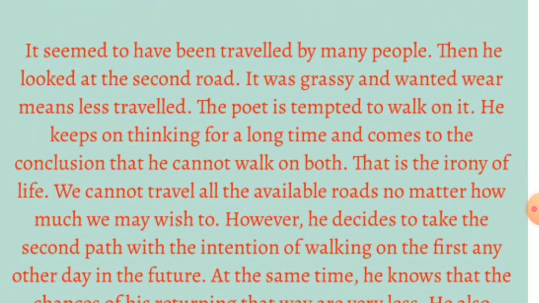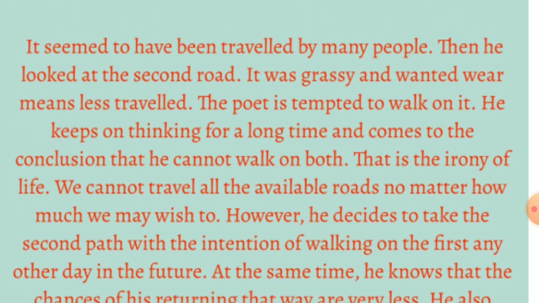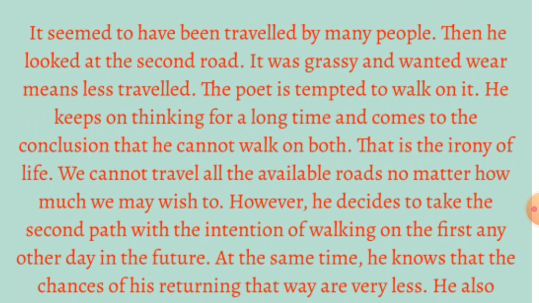After the paragraph change, you also note down: it seemed to have been traveled by many people. Then he looked at the second road. It was grassy and wanted wear, meaning less traveled. The poet is tempted to walk on it. He keeps on thinking for a long time and comes to the conclusion that he cannot walk on both.